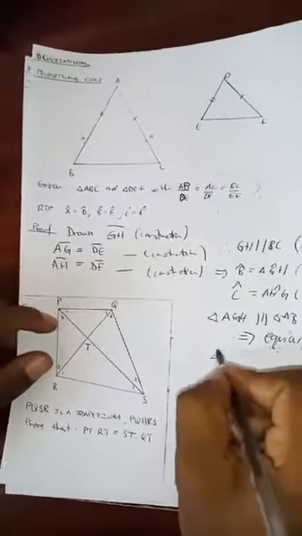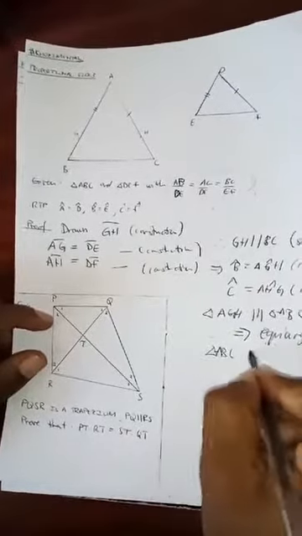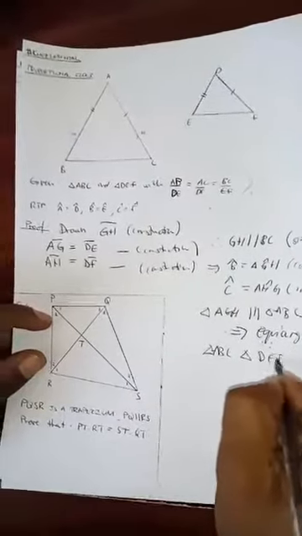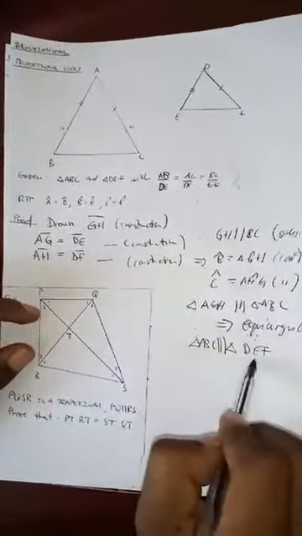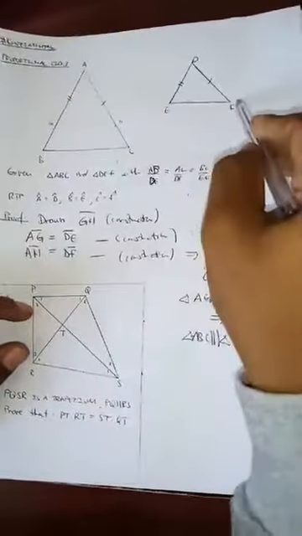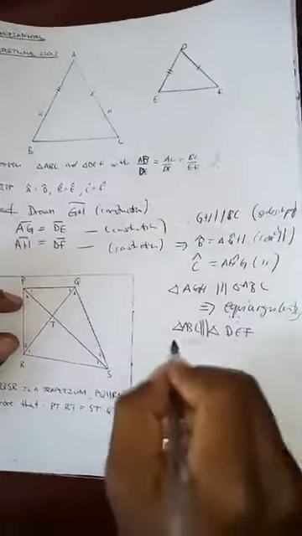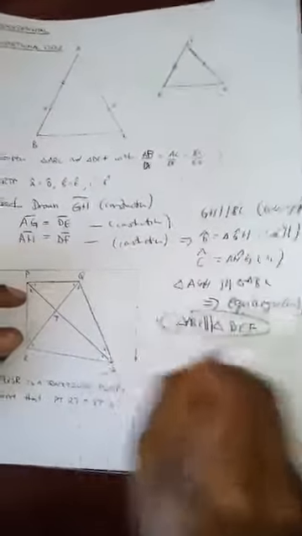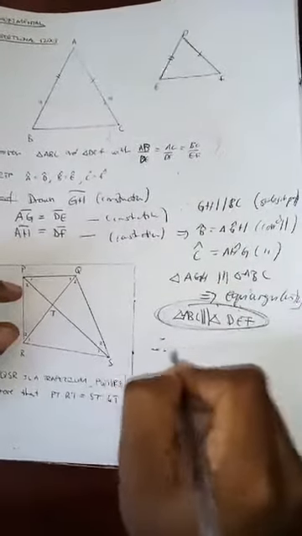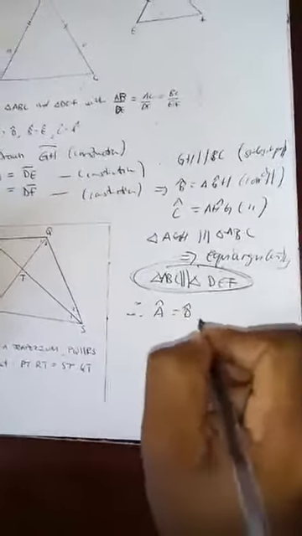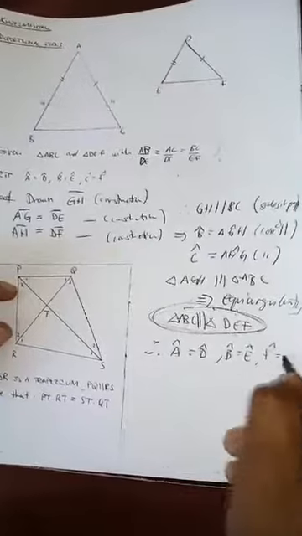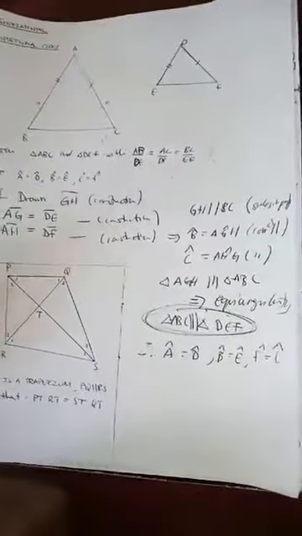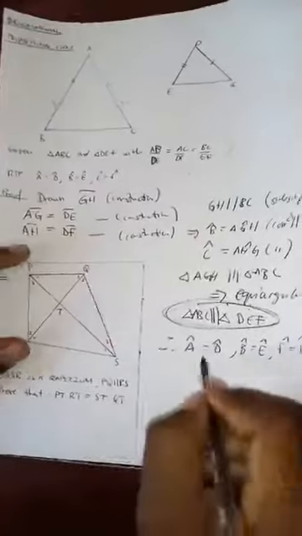And we can also show this for triangle ABC and triangle DEF. Using the same procedure, you can show it for triangle ABC and triangle DEF. Here we're showing for AGH and ABC, but you can do the same for that. And if triangle ABC is similar to triangle DEF, therefore angle A must be equal to angle D, angle B must be equal to angle E, and angle F must be equal to angle C. Right? So that is what must happen.